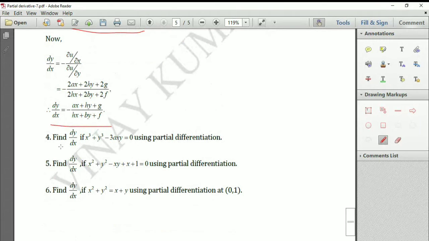Now, I've given a few problems. You write them as an assignment. You solve them by the same method which we have used earlier.